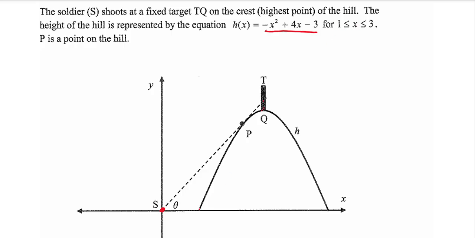Where are these coordinates? Here we have 1 and 0, and here we have 3 and 0. Do you get me? So here we go. P is a point on the hill. This P here is a point on the hill. Do you get me? So let's go and answer our question.